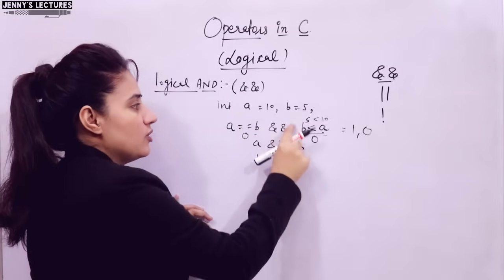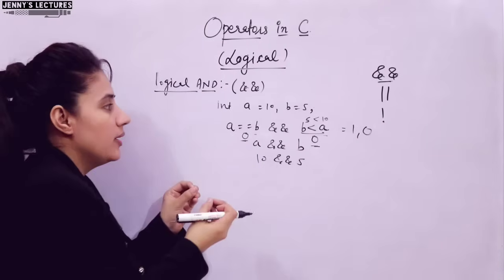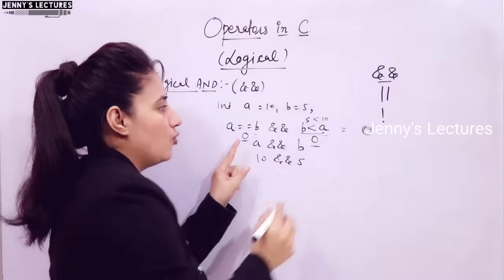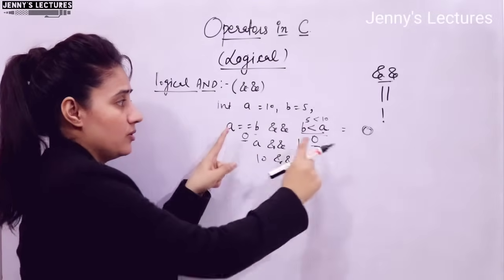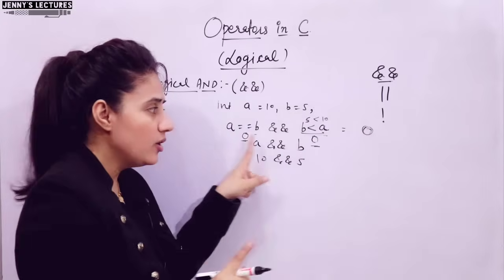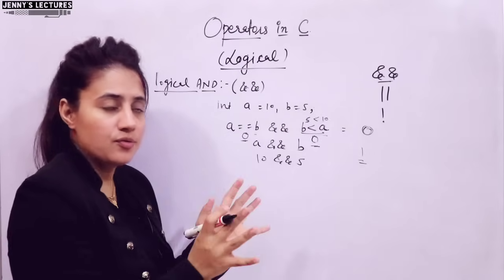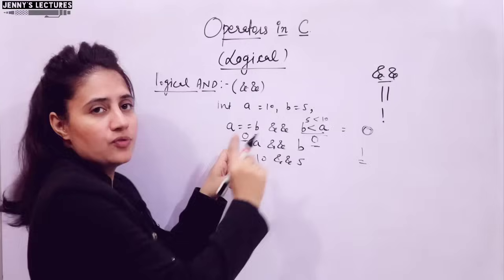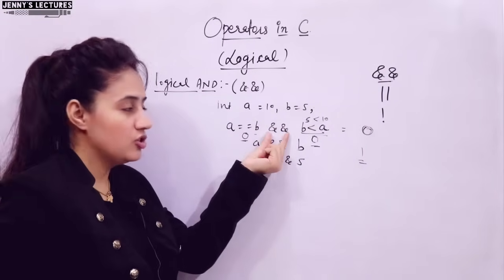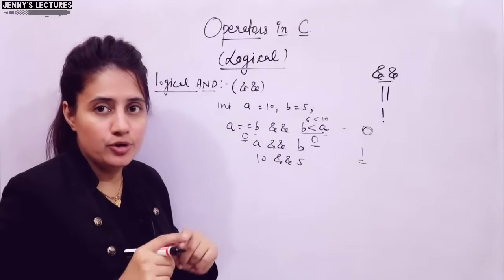Now the operands for this logical AND are what? One is false, this is also false, means 0 and 0. Now finally the output would be what? 0. What output will you get in AND? If both the operands or both the expressions are true, then only it will give a true value. Otherwise you will get false. If one is true and one is false, then also it will give you false. To give a true value for the logical AND operator, all the operands must be true. This you need to take care.